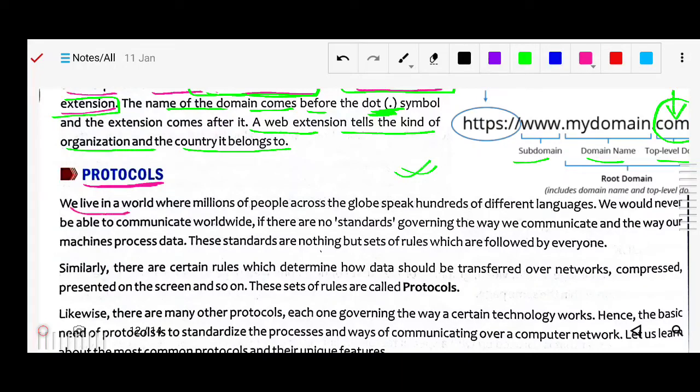We live in a world where millions of people across the globe speak hundreds of different languages. Similarly, every language has its own grammar rules. We would never be able to communicate worldwide if there were no standard governing the way we communicate and the way our machines process data. These standards are nothing but a set of rules followed by everyone. So simply, a protocol is a set of rules.